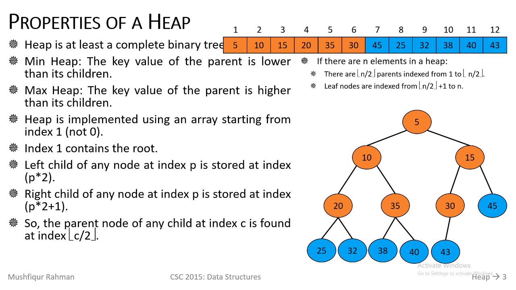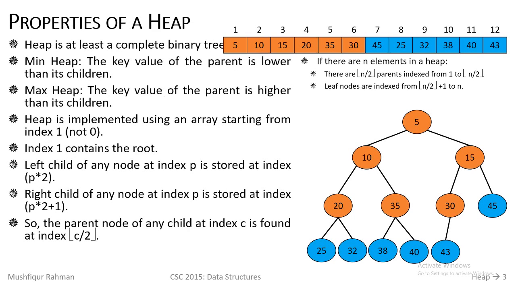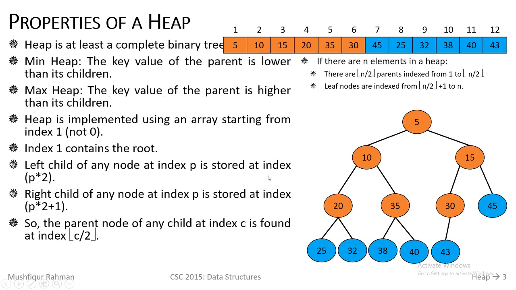If there are n elements in a heap, there are n divided by 2 parents, at indices from 1 to n divided by 2. Leaf nodes are at indices from n divided by 2 plus 1 to n. Creating a heap: if you want to create a heap, this is the format. So the properties of a heap are like that. We will discuss how to create a heap in the next video.